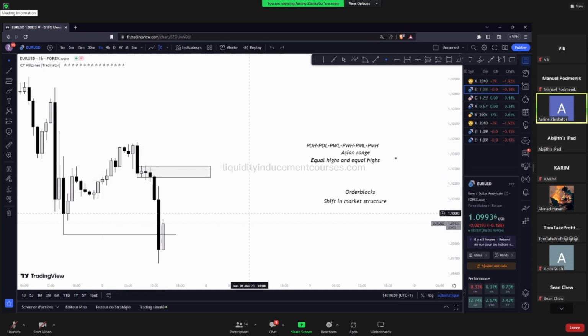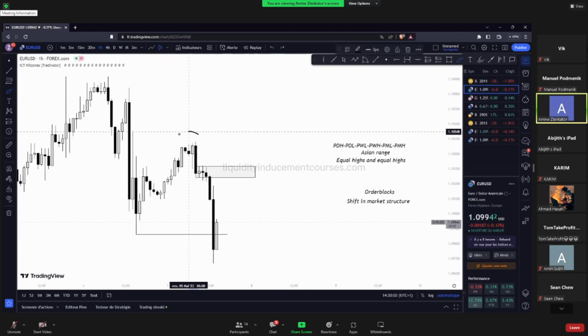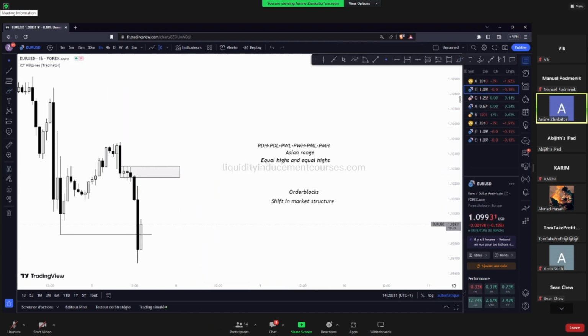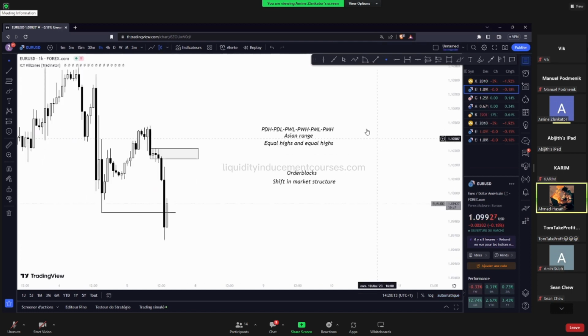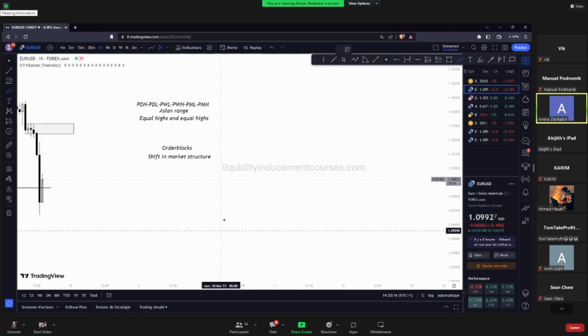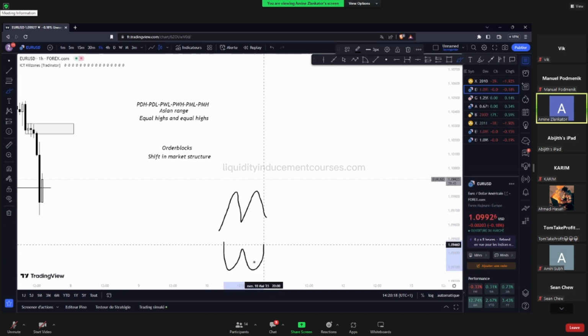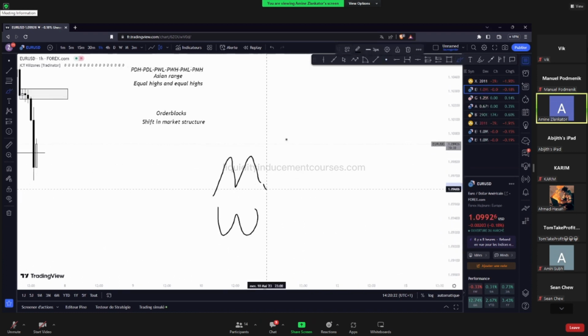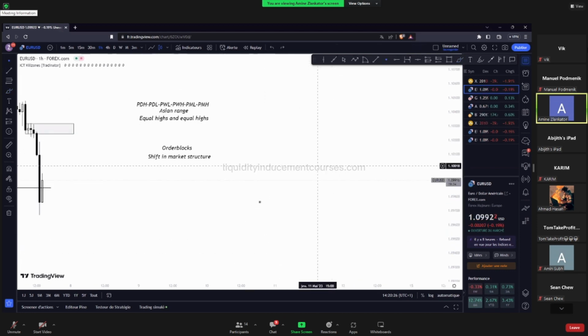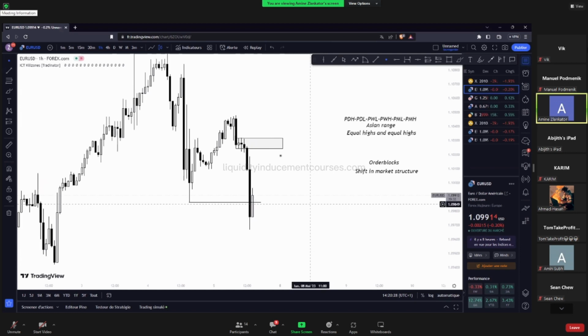You need to know the storyline. In SMC, the storyline is this: you need to know where the liquidity is. If the liquidity is there and price wants to go there, why would you want to sell from here? Price moves from liquidity to liquidity. So if there is, let's say, a double top and a double bottom, and price takes one of them, it is definitely going to go to the other one. 100%. It does not just take one and then go.